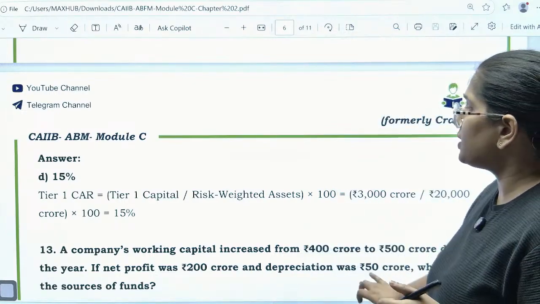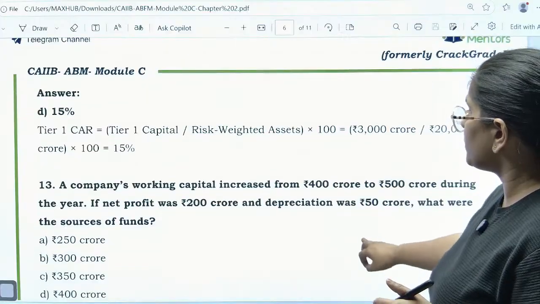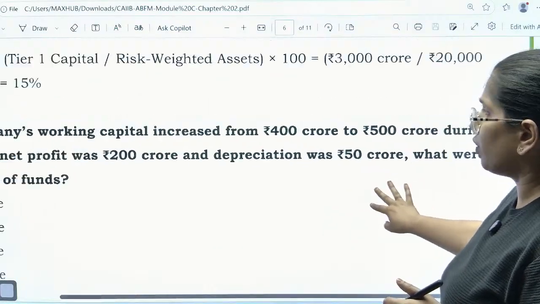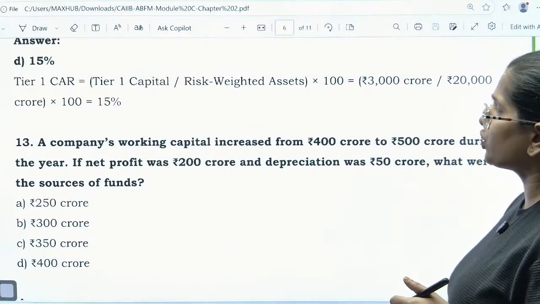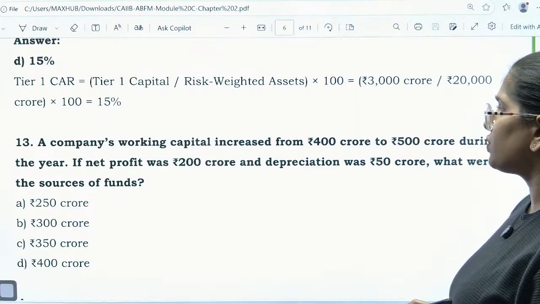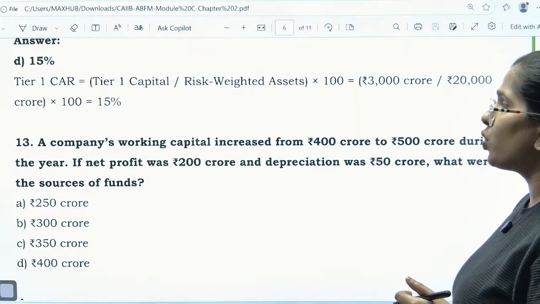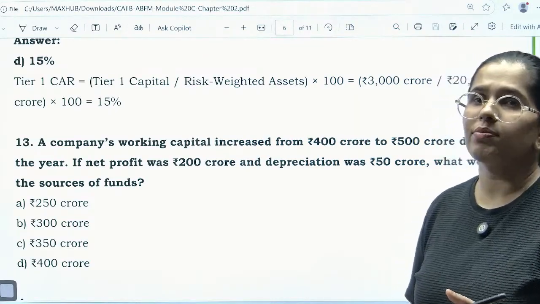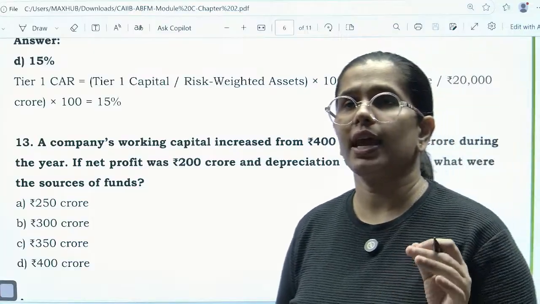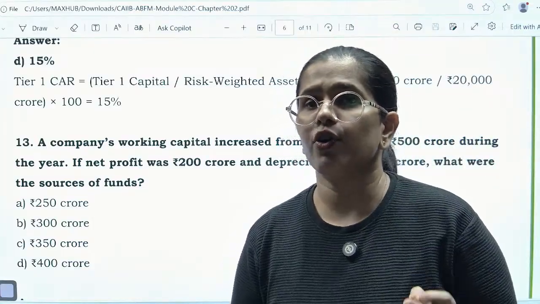Now next question is, a company's working capital increased from 400 to 500 crore during the year. If net profit was 200 and depreciation was 50, what were the sources of funds? Now this comes from the chapter of your fund flow. ठीक है, ये आपका कहाँ से आता है? Fund flow के chapter से.